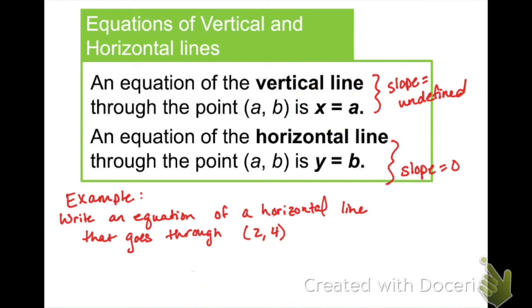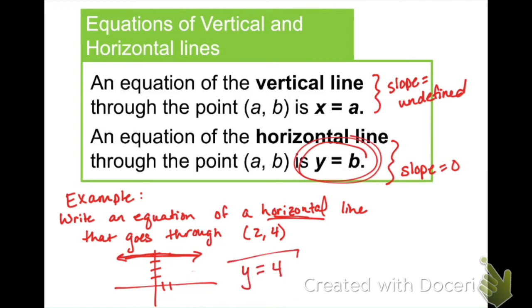If I had changed it and said write an equation of a horizontal line that goes through that point, I would still draw it. So I would plot the point. I know that this one is horizontal, so I would draw a horizontal line. And I know the equation for horizontal lines are always y equals something, so where does it hit the y-axis? At 4. So that equation is y equals 4. And by the way, the slope on that one is 0.